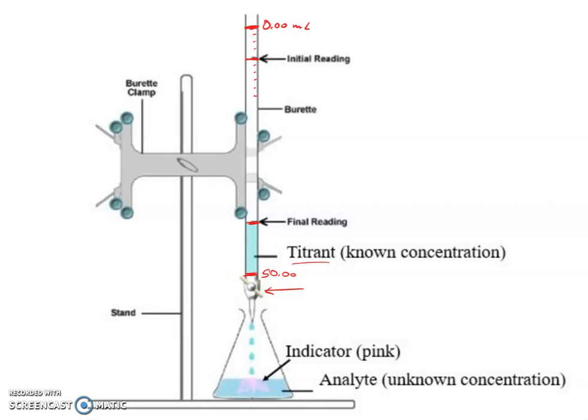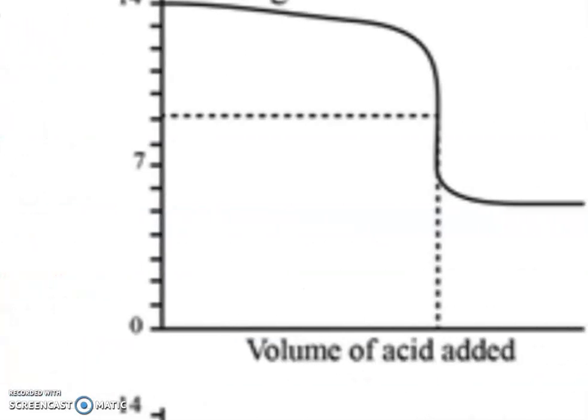The indicator in here, you would just add a few drops of indicator into your analyte down here before you began the experiment, before you got going. One thing that a lot of scientists need to keep track of is the pH of their solution as the titration is happening. So let's take a look at some titration curves.